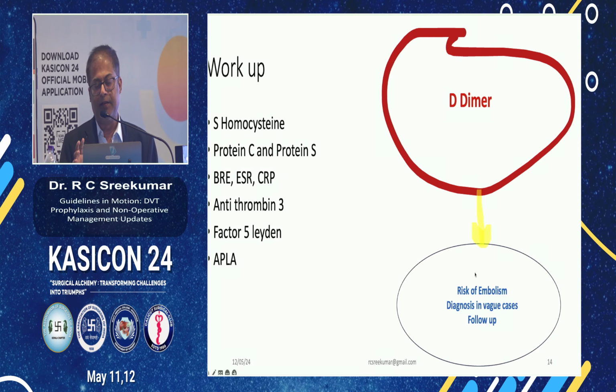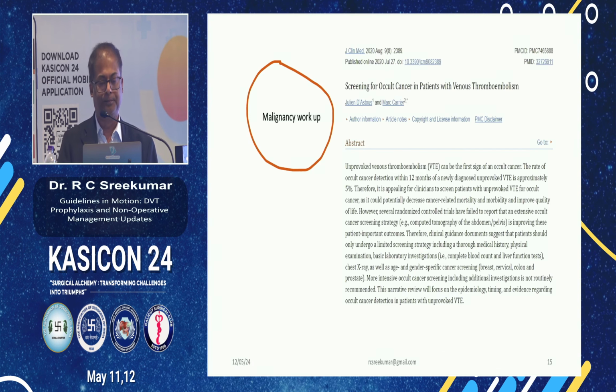That tells us the risk of embolism. If the D-dimer value is very high, the patient needs to be admitted, kept on bed rest, and needs emergency treatment. D-dimer is also a good option to follow the progress of treatment. So in all these patients, we should do a D-dimer test to identify the risk of embolism and for follow-up.